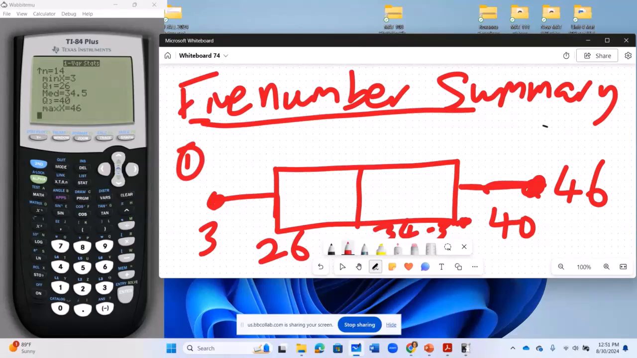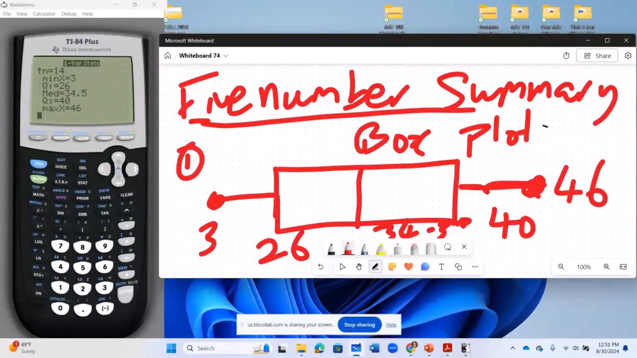So if I know how to do one variable start with my calculator, I can find the 5 number summary of any data given to me. And then I can just draw a box plot and put that in there. And so this is my box plot. I'm told to draw a box plot of the data. Okay, so that is the box plot of my data.